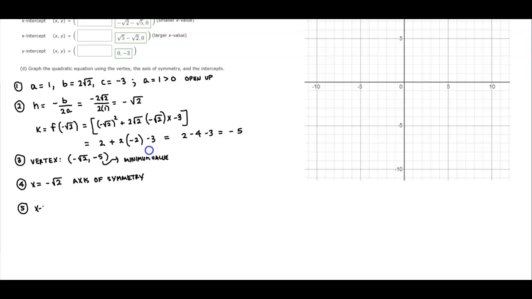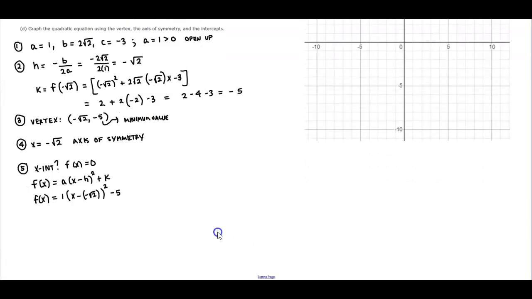So we're going to find our x-intercepts by setting y equals 0 or f of x equals 0. Okay, now remember here that the standard form is f of x equals a times x minus h squared plus k. So we have f of x equal to the value of a in our problem, which was 1, times x minus, well, h is negative square root of 2, and then we're going to square that, and then k is minus 5.